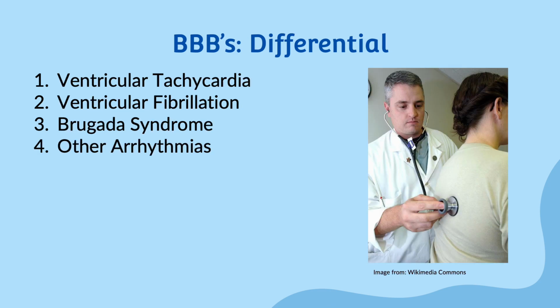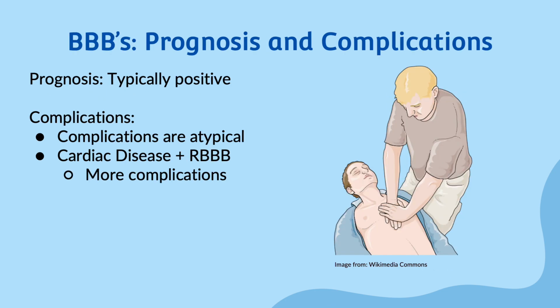It's also important to consider the differential diagnosis of bundle branch blocks. Other conditions that can cause a prolonged QRS complex on an EKG include ventricular tachycardia, ventricular fibrillation, Brugada syndrome, premature ventricular contractions or PVCs. These conditions should be ruled out before making a diagnosis of a bundle branch block.